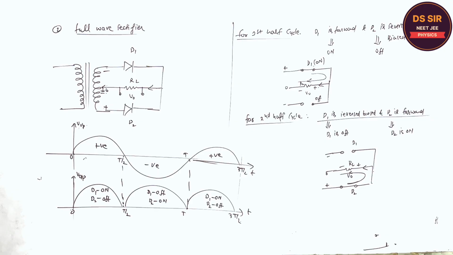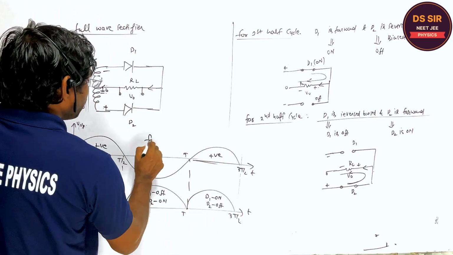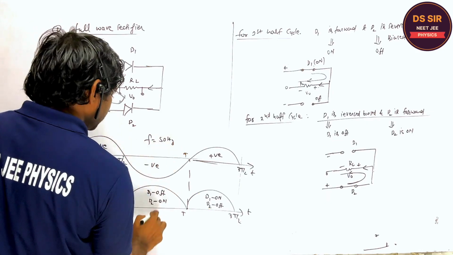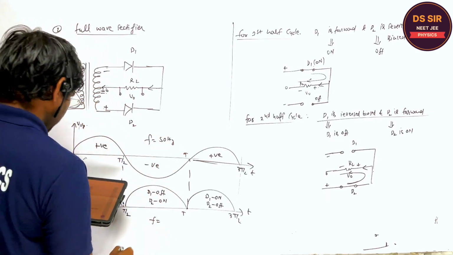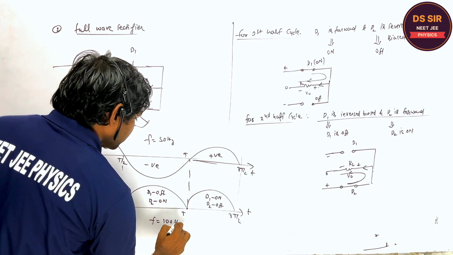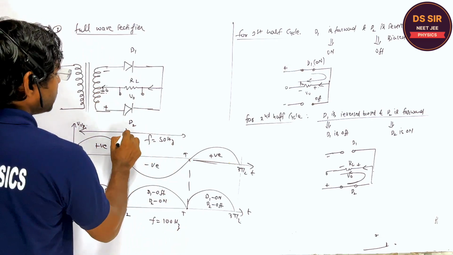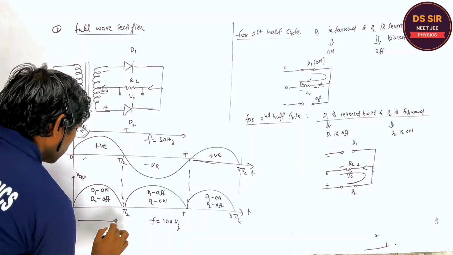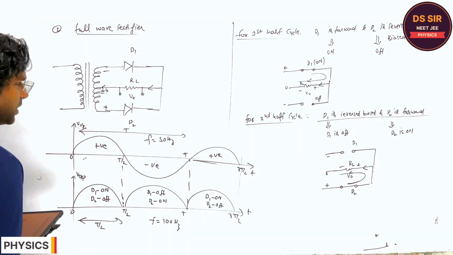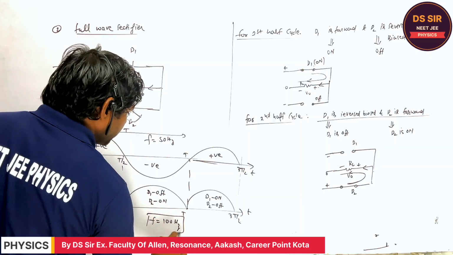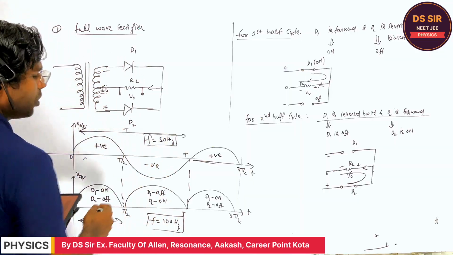If you consider, okay, if its frequency is, suppose, 50 Hertz, then its frequency is 100 Hertz. Are you getting or not? Why? Because this is the periodic function, the time period is T. This is also a periodic function, the time period is T by 2. If the time period is half, the frequency becomes double. Do you understand or not?